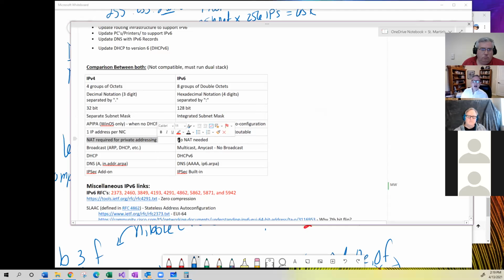No NAT required because you always have a globally routable IP address for every single device. You're not going to run out of IP addresses. So that streamlines and makes routing more efficient. Broadcast, there is no broadcast anymore. It's multicast. Peter will talk about that. DHCP version 6, DNS quad record, IPv6, IP6.ARPA. And then IPsec was an add-on, but IP security is built into IP version 6.